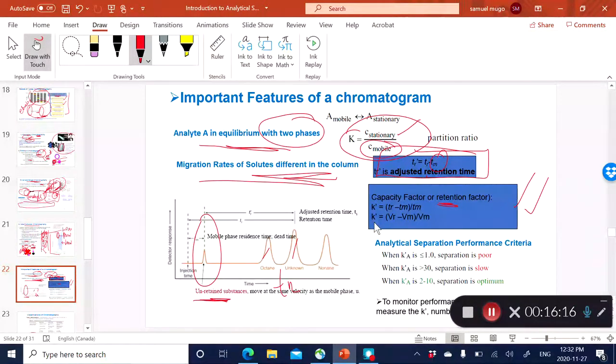Now, ideally, the capacity factor should be around 2 to 10 for an optimum separation. If it's too long, it means you're wasting a lot of solvent and a lot of time. If it is too short, it actually means you're not getting good separation. So ideally, a good capacity factor should be optimally around 2 to around 10. Not too long, not too short.